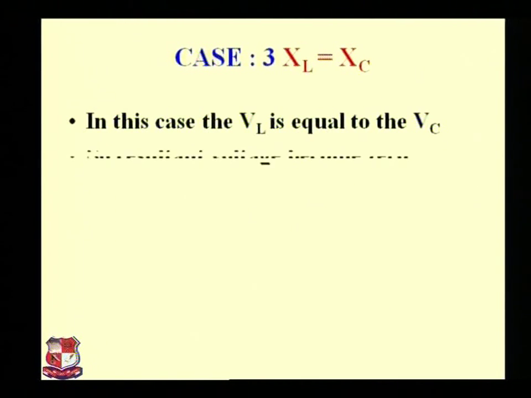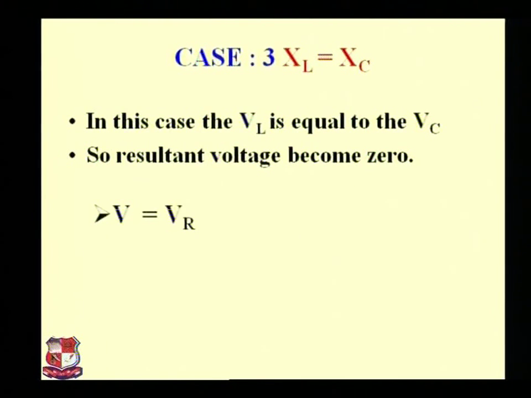So V equals VR, only the resistive voltage drop is given. Now put V equal to IZ and VR equal to IR. Now I cancels on both sides, so we get the equation Z equals R, and that is the minimum impedance in the case when XL is equal to XC.